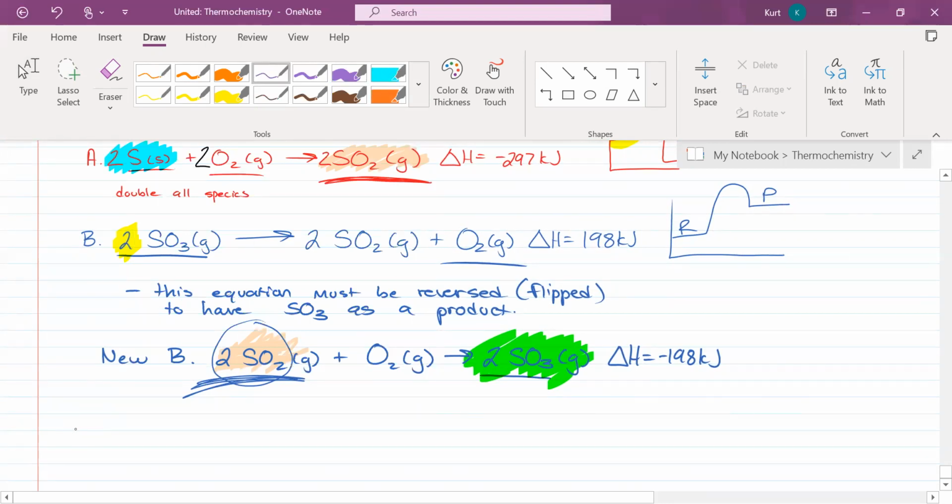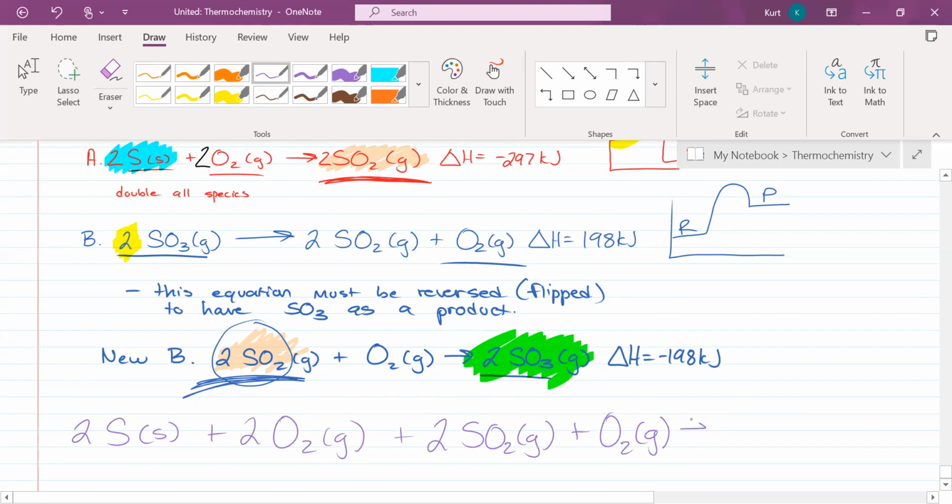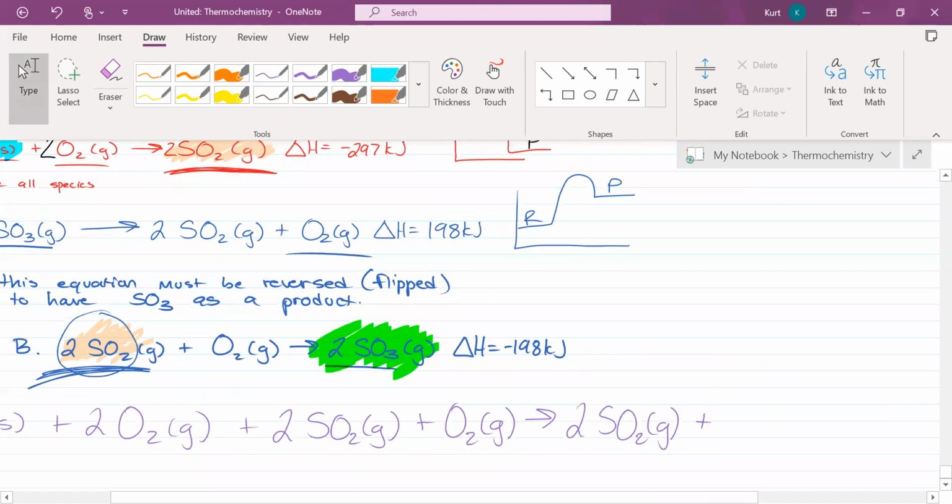Here we are. 2 sulfurs react with 2 oxygen gases, react with 2 sulfur dioxides, reacts with 1 oxygen gas to yield 2 sulfur dioxides and 2 sulfur trioxides.